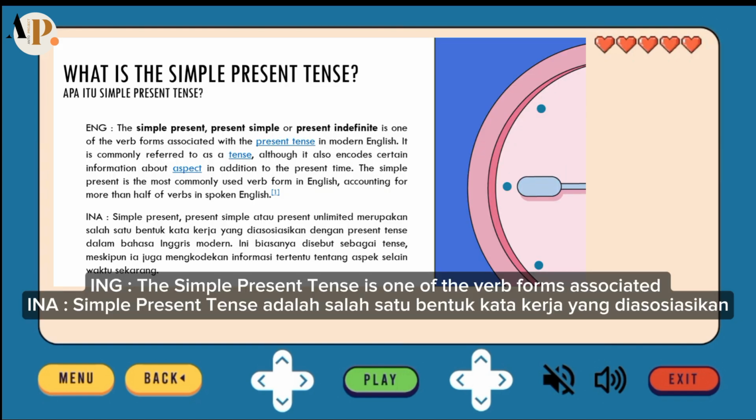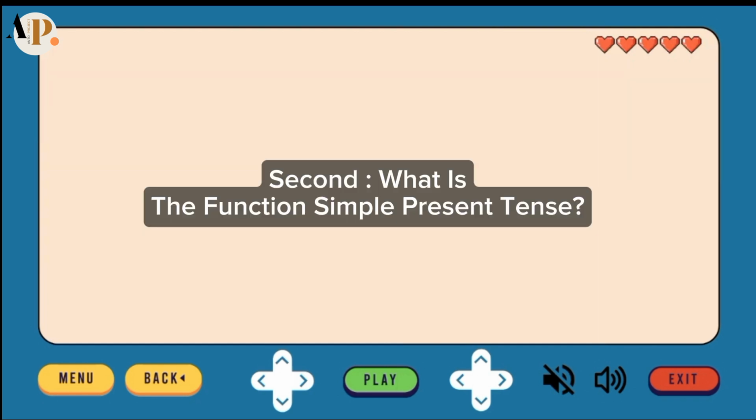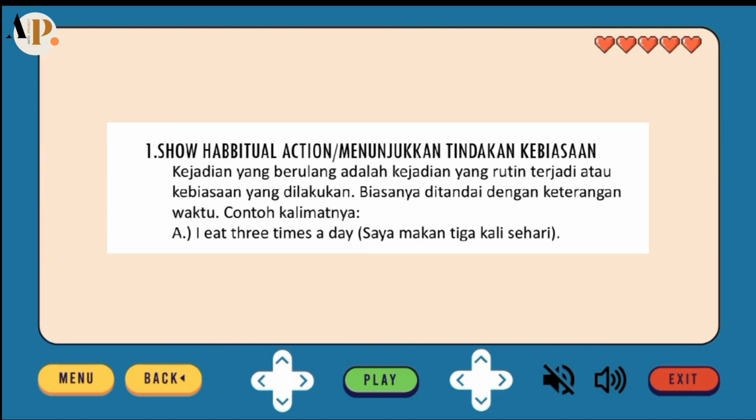The simple present tense is one of the verb forms associated with the present tense in modern English. Second, what is the function of simple present tense? 1. Show habitual action. Habitual action is events that occur regularly or habits that are carried out.